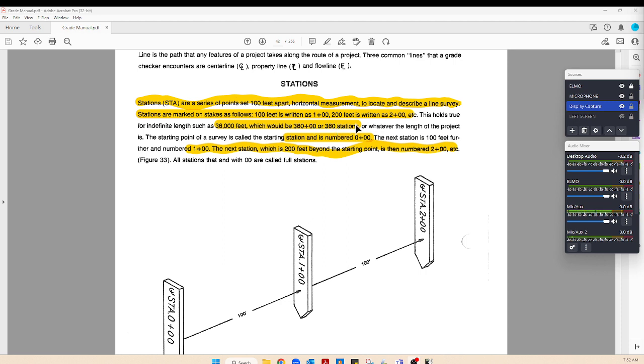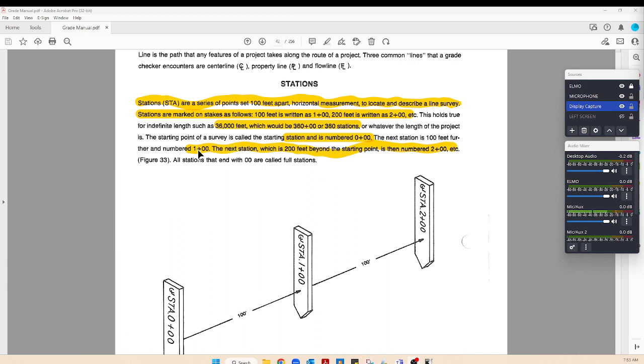There are 3,800 stations, given the stations are 100 feet apart, or whatever the length of the project is. The starting point of a survey is called the starting station, and is numbered 0 plus 00. This is the very, very beginning. Projects usually run, I think, west to east and south to north. That's not necessarily the case every time, but I look at it as left to right when they're line projects, when they're horizontal.